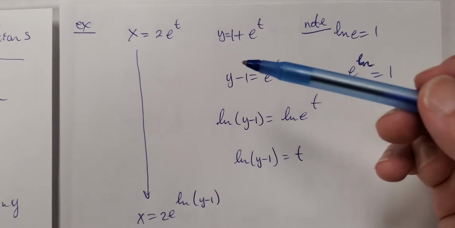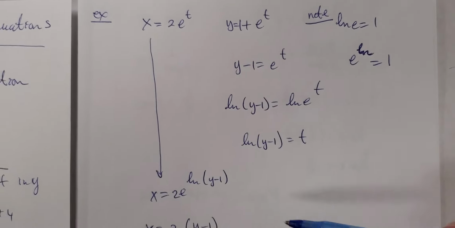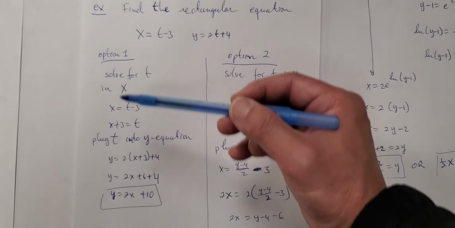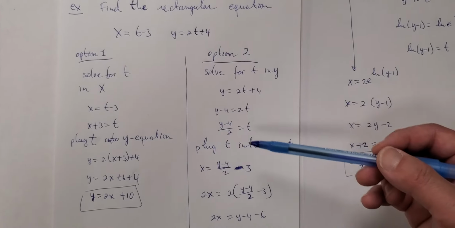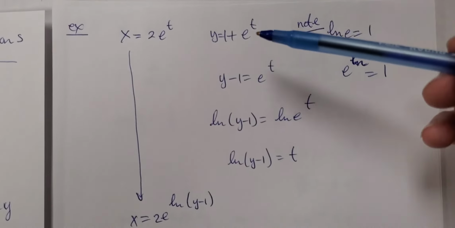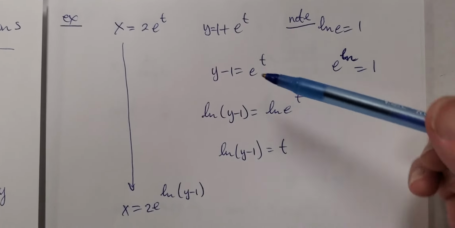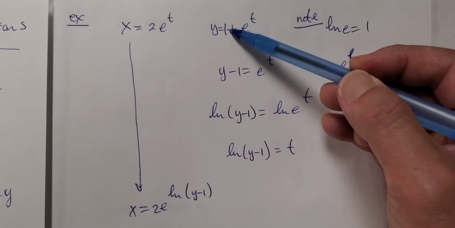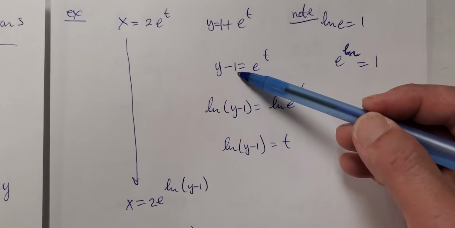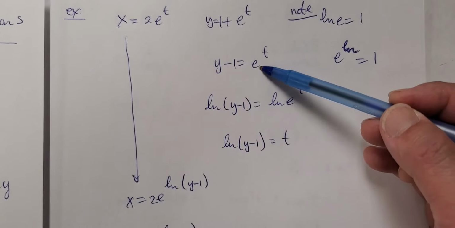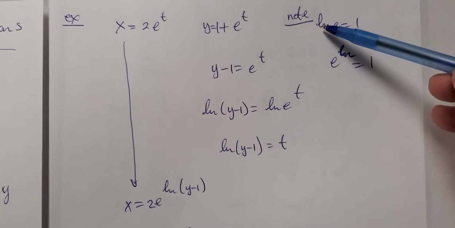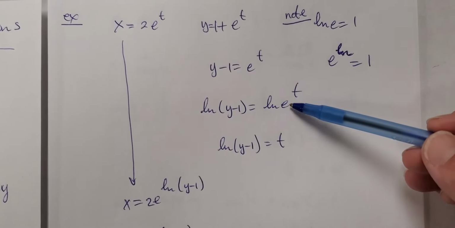Okay, so again, it doesn't matter which option you use. What I have over here, it doesn't matter. Just pick one of them. So I'm going to do it for y. So here we go. First of all, bring the 1 over, so y minus 1. I want to get rid of this e, so multiply by ln to the left and also to the right.